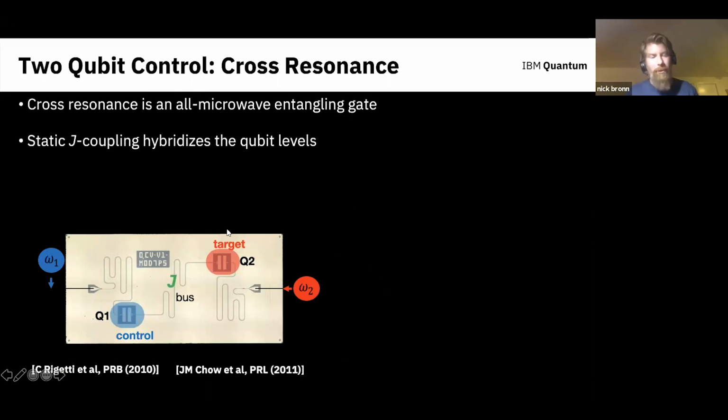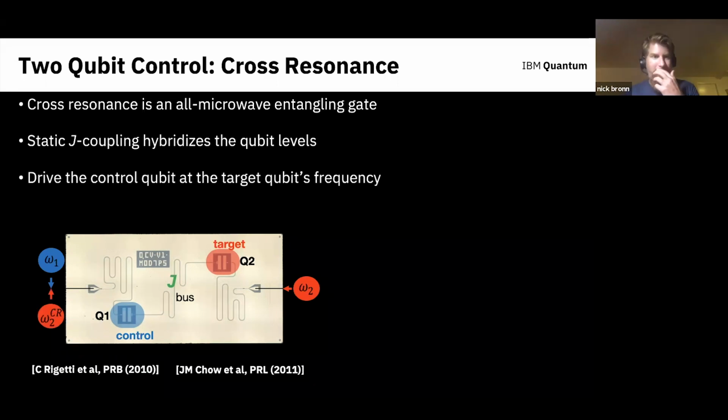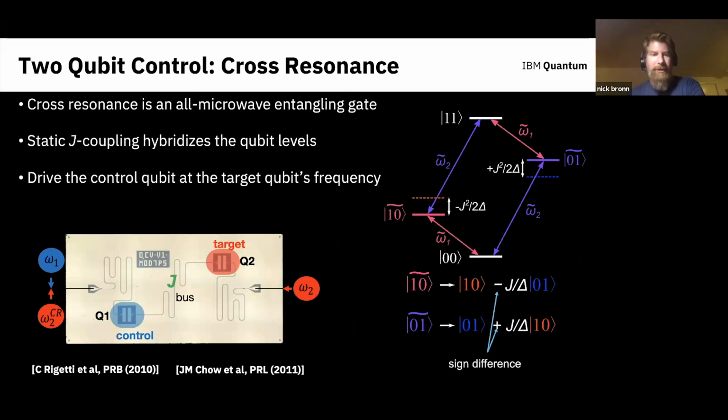And this is actually very important for the operation of this cross-resonance gate, because what we're going to do is drive the control qubit at the frequency of the target qubit. So we're actually applying omega 2 onto omega 1, which is why we call it cross resonance, because it's resonant with the opposite qubit.